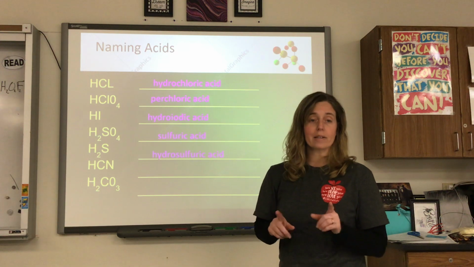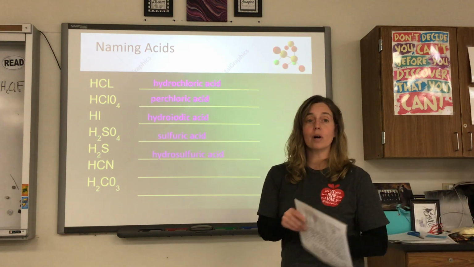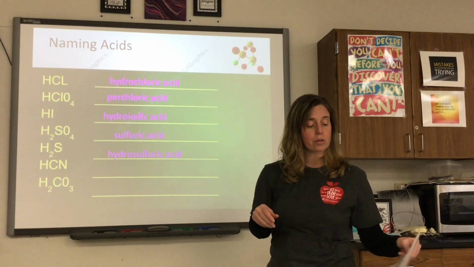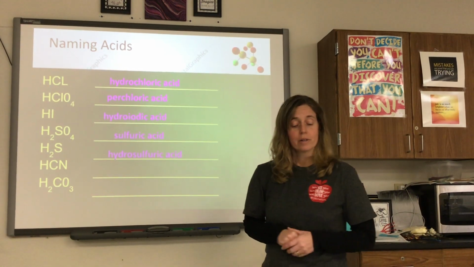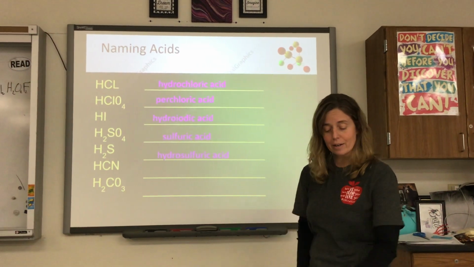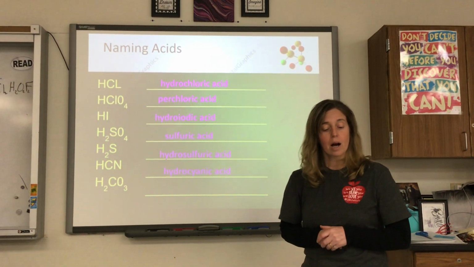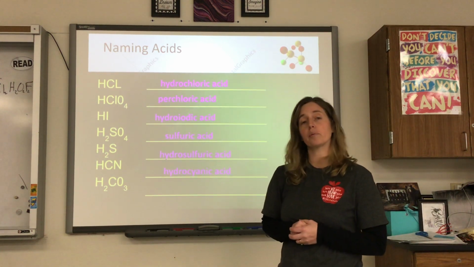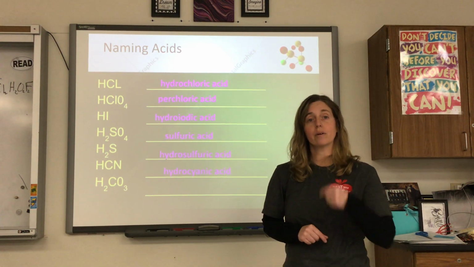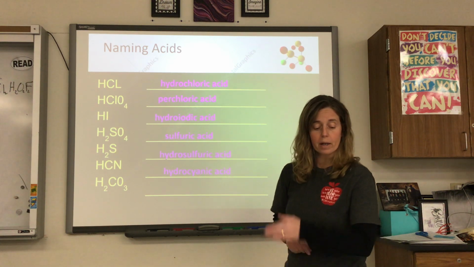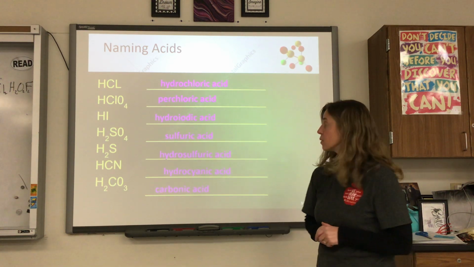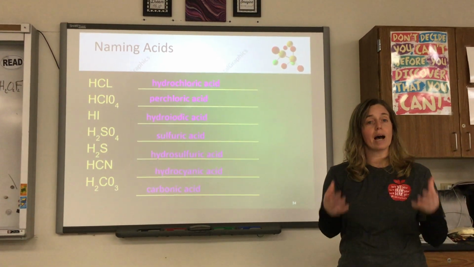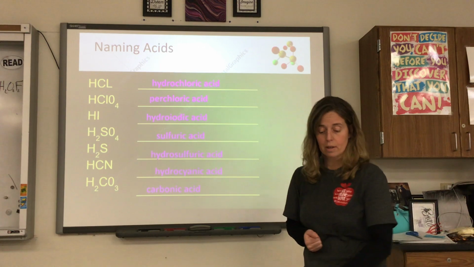Next is CN. Now that's going to be an exception because remember how we talked about ide? Well, if you go find CN on the polyatomic chart, you'll see that it's an ide, right? So ide gets hydro and ic. So CN is hydrocyanic acid. And then the last one is CO3, which is carbonate. Ate goes to ic. So carbonic acid would be your last one. So as you can see, these are all examples of how you would name certain acids.